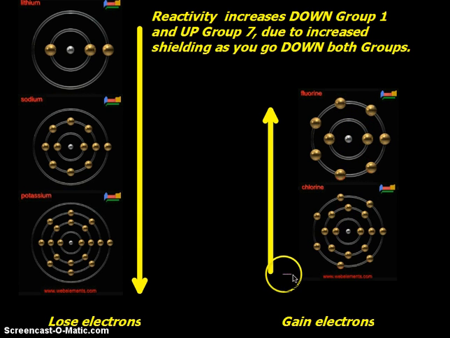So on the non-metal side of things, as they gain electrons, they become more reactive as you go up the periodic table. So again, on the metal side and the non-metal side of the periodic table, you get different effects because the type of reactions they undergo is much different.